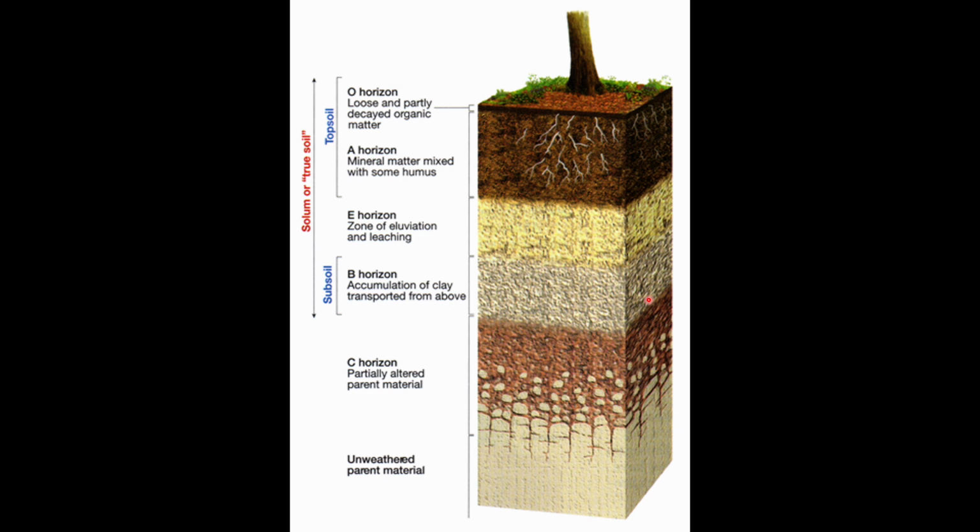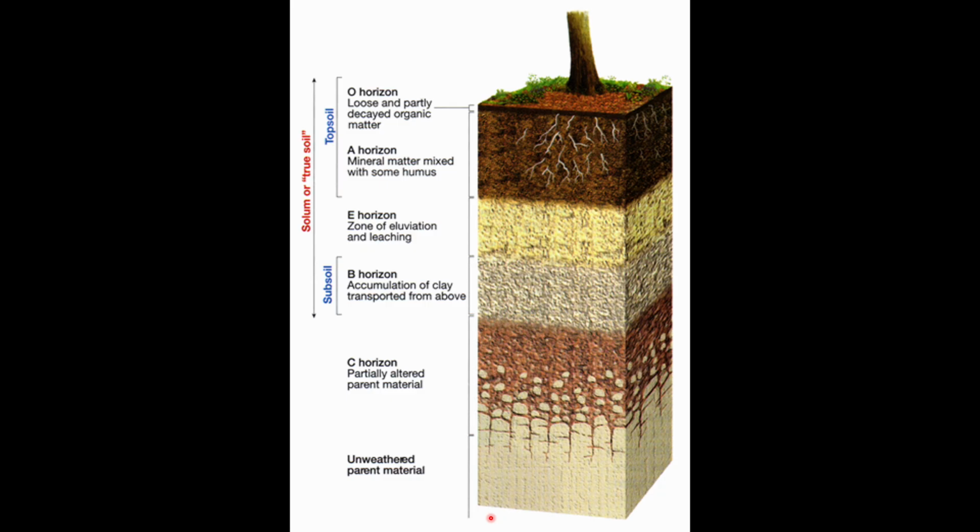Almost all life and soil creating processes are contained within these layers. The next layer down is the C horizon. This consists of only partially altered parent material.